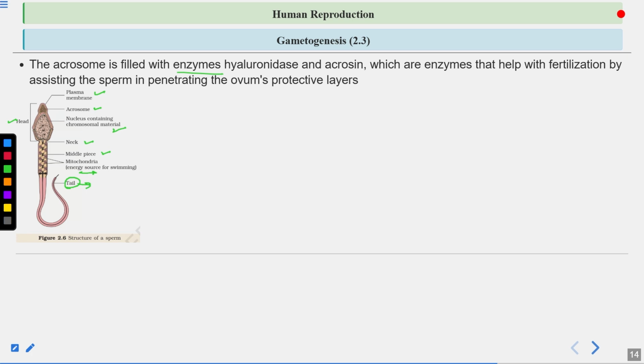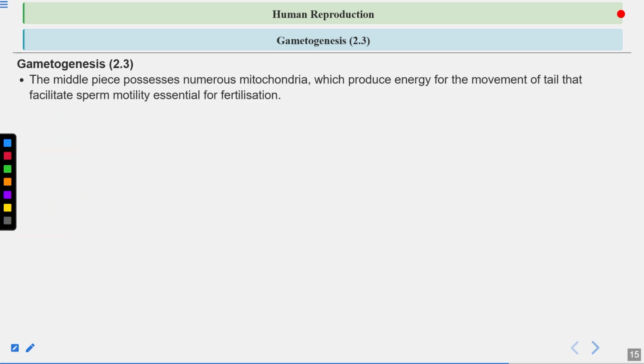Sperms are motile. The egg cell, the ovum, is non-motile and large also. Sperm don't contain much cytoplasm. The egg cell contains more cytoplasm and is of larger size because the ovum has to form the embryo later on. Now the middle piece possesses numerous mitochondria which produce energy for the movement of the tail. So this movement requires energy.